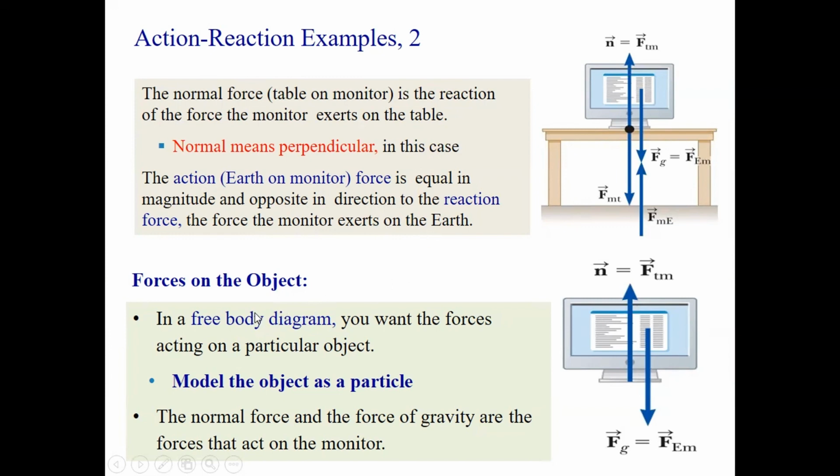If we look at the free body diagram of the force on the object, we can see a normal force, which is the table force on the monitor, and there is a force due to gravity, which is the Earth force on the monitor. So we model the object here as a particle, and the normal force and the force of gravity are the forces acting on the monitor.